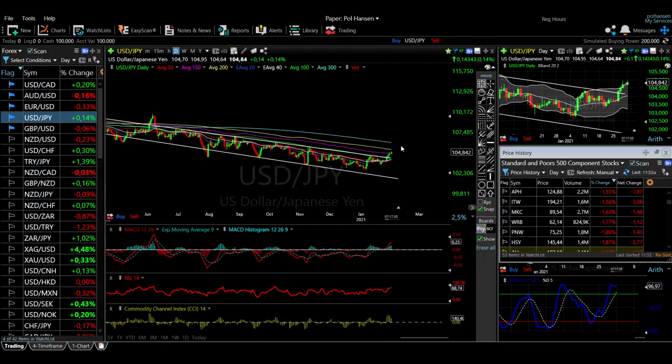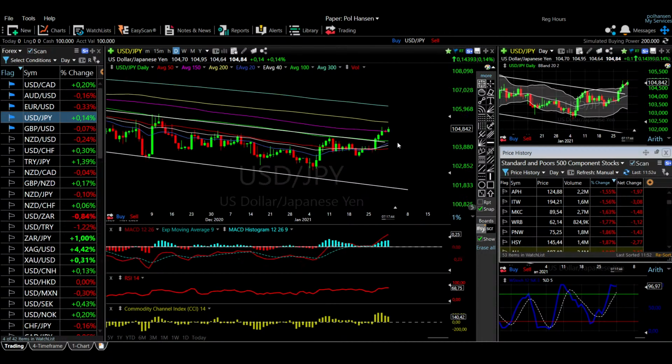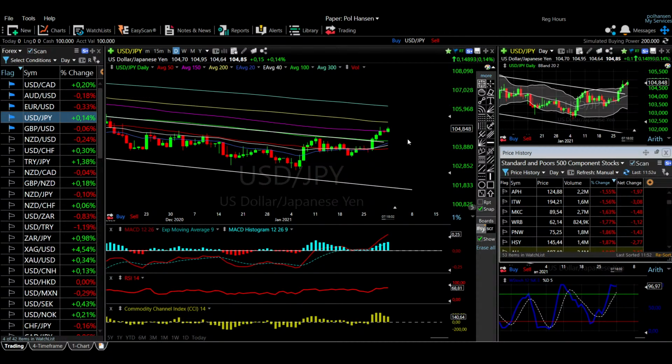So if we take the US dollar yen, we have been in this really nice channel for a very long time, and now we just broke out of the channel. And at this point, it is impossible to say where we are going. We have tested the 100 moving average, the 150 moving average, and now we're going to test the 200 moving average. So I do expect this to pull back at least from the 200 moving average towards the 20 exponential, and that will technically determine whether or not we are going to see a trend change here.